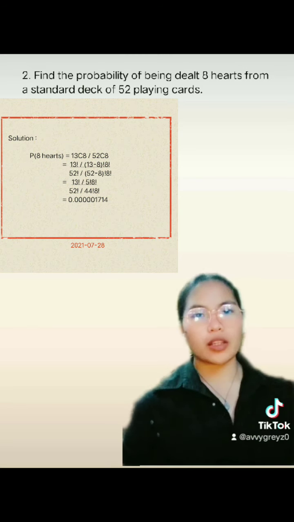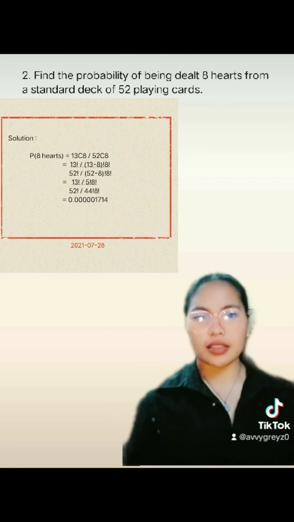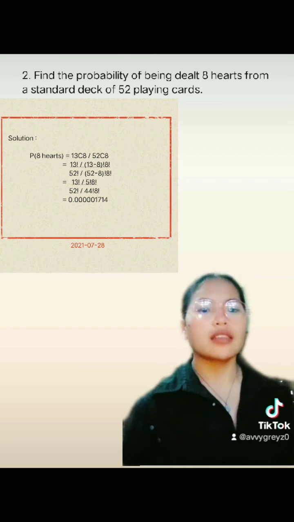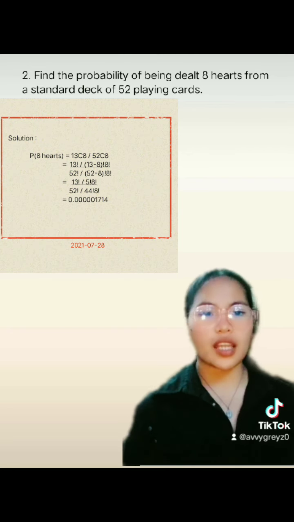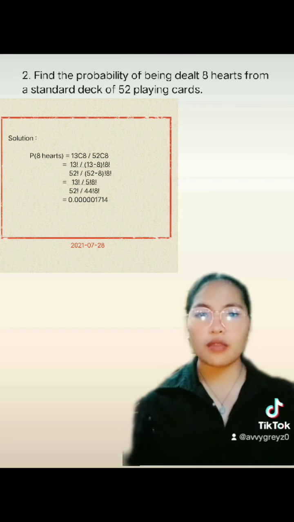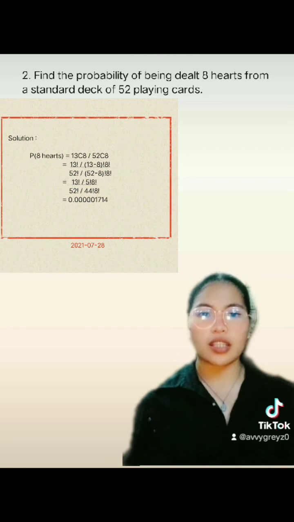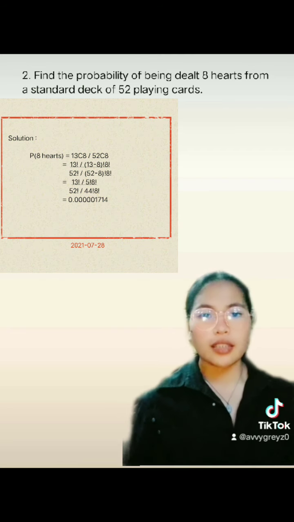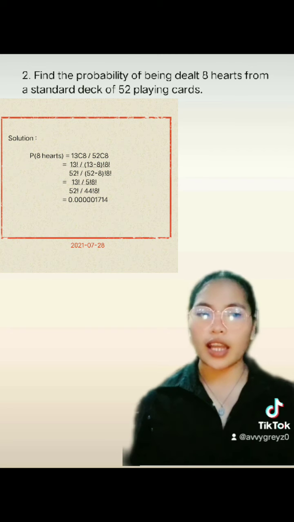The number of possible 8 card hands is 52C8. So the probability of being dealt 8 hearts is 13C8 all over 52C8, which is equal to 13 factorial over 13 minus 8 factorial times 8 factorial, all over 52 factorial over 52 minus 8 factorial times 8 factorial. That is 13 factorial over 5 factorial times 8 factorial, all over 52 factorial over 44 factorial times 8 factorial.